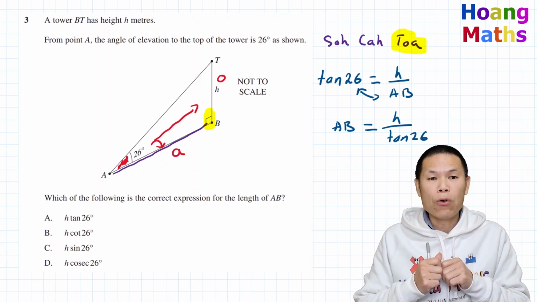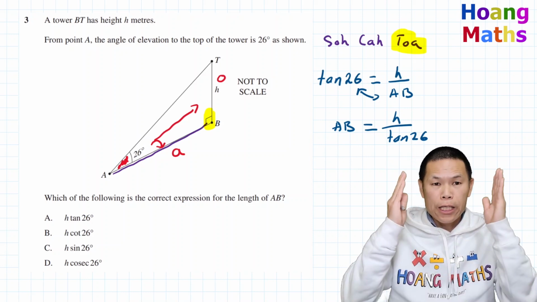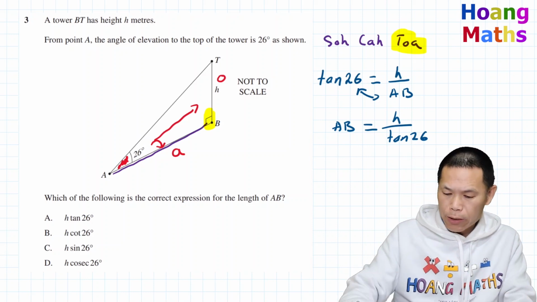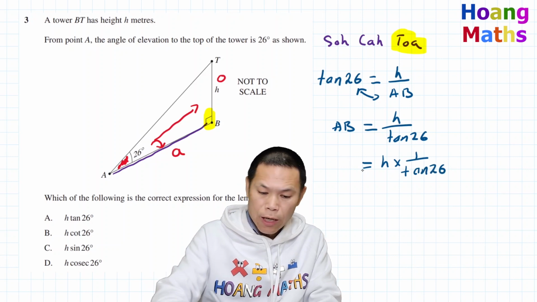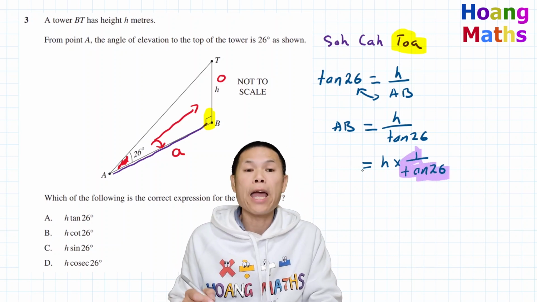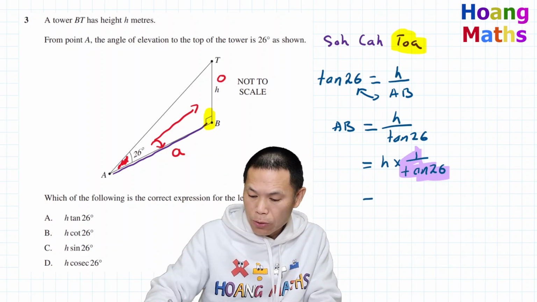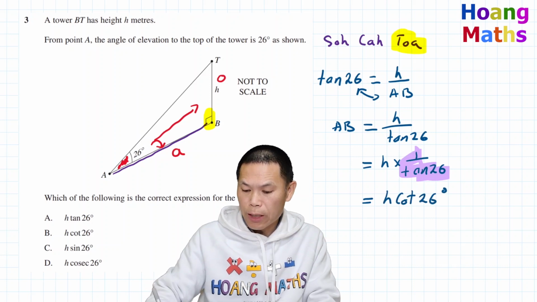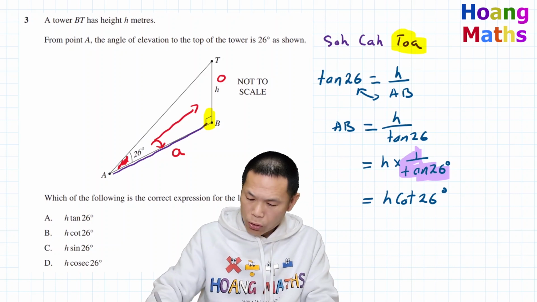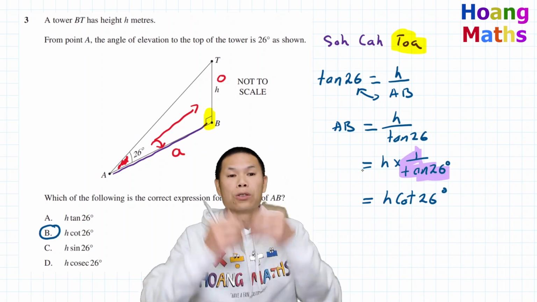And we don't have h over tan of 26 in the options. But we know that 1 over tan of 26 is cot of 26. So let me write this out so you can see h times 1 over tan of 26. But we know that 1 over tan of 26 is equal to cot of 26. So that is equal to h cot of 26 degrees. So there you go. So the answer should be h cot of 26. So therefore it is B. So there you go.